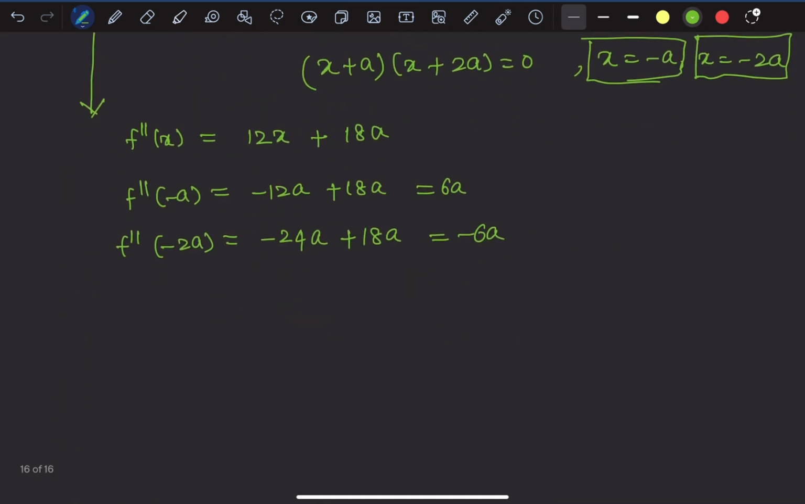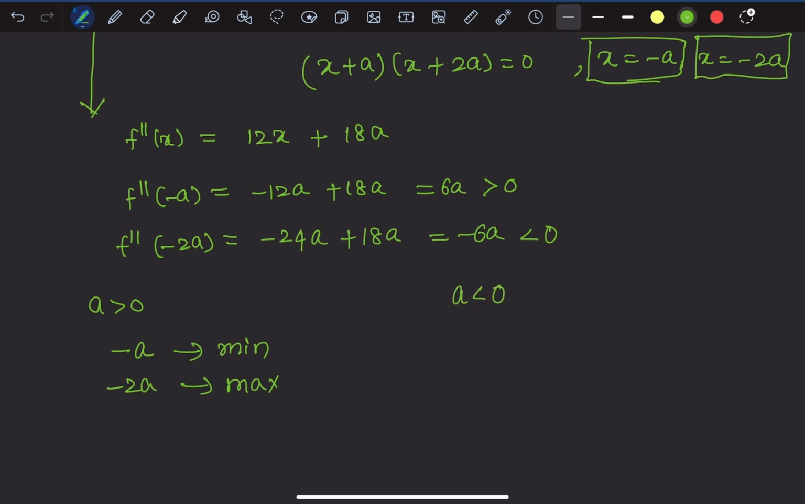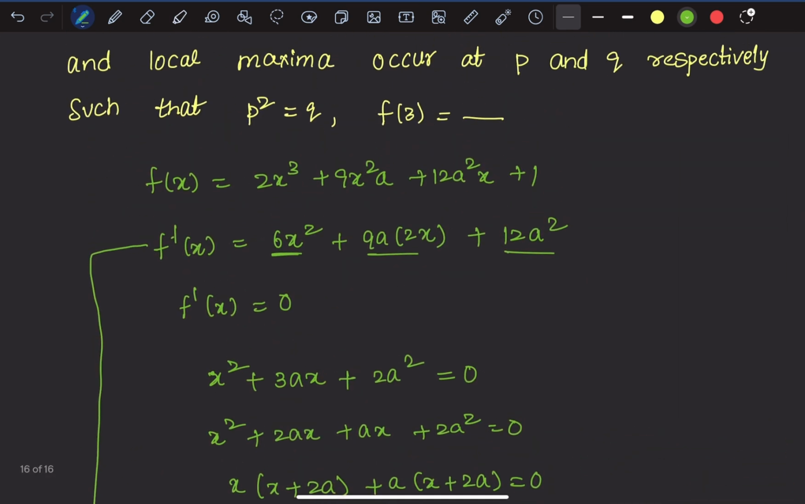Let us say a is greater than 0. If a is greater than 0, this is positive, so minus a will be minima, and this is negative, so minus 2a will be maxima. If a is negative, this is negative and this is positive, so minus a will be maxima and minus 2a will be minima.